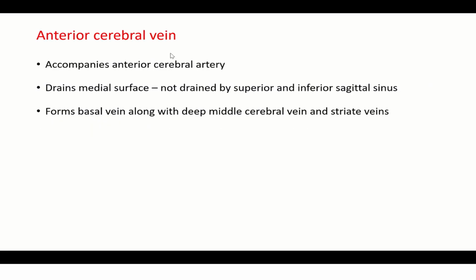Anterior cerebral vein, as I said earlier, is the only vein which accompanies the artery. It drains the medial surface which is not drained by either the superior cerebral veins into the superior sagittal sinus or the inferior cerebral veins into the inferior sagittal sinus. So that part will be drained by the anterior cerebral vein. It forms the basal vein along with the deep middle cerebral vein and striate veins.